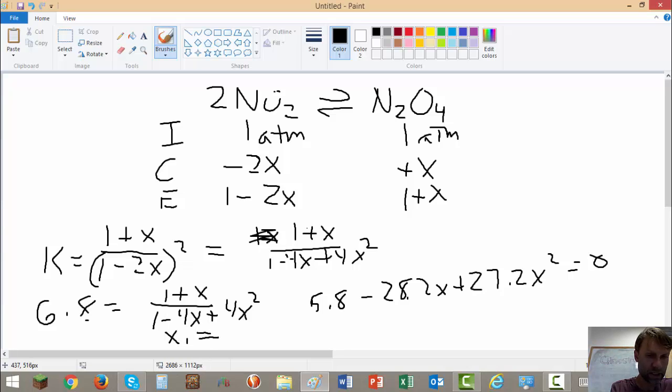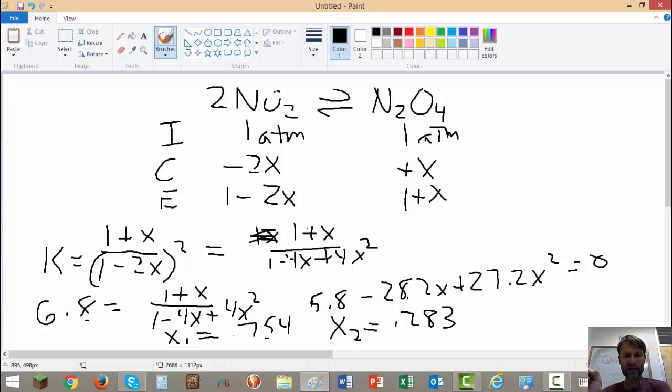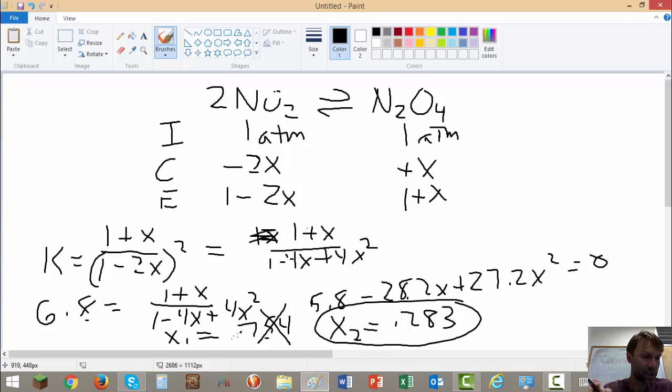We get two possible solutions. X1 equals 0.754. X2 equals 0.283. Now only one of these can be physically possible. We look at the concentration at equilibrium for NO2 and we see it's 1 minus 2X. Well, 2 times 0.754 is about 1.5. So this one can't be physically possible because we can't have negative pressure. This one is possible, and so that is going to be the solution.